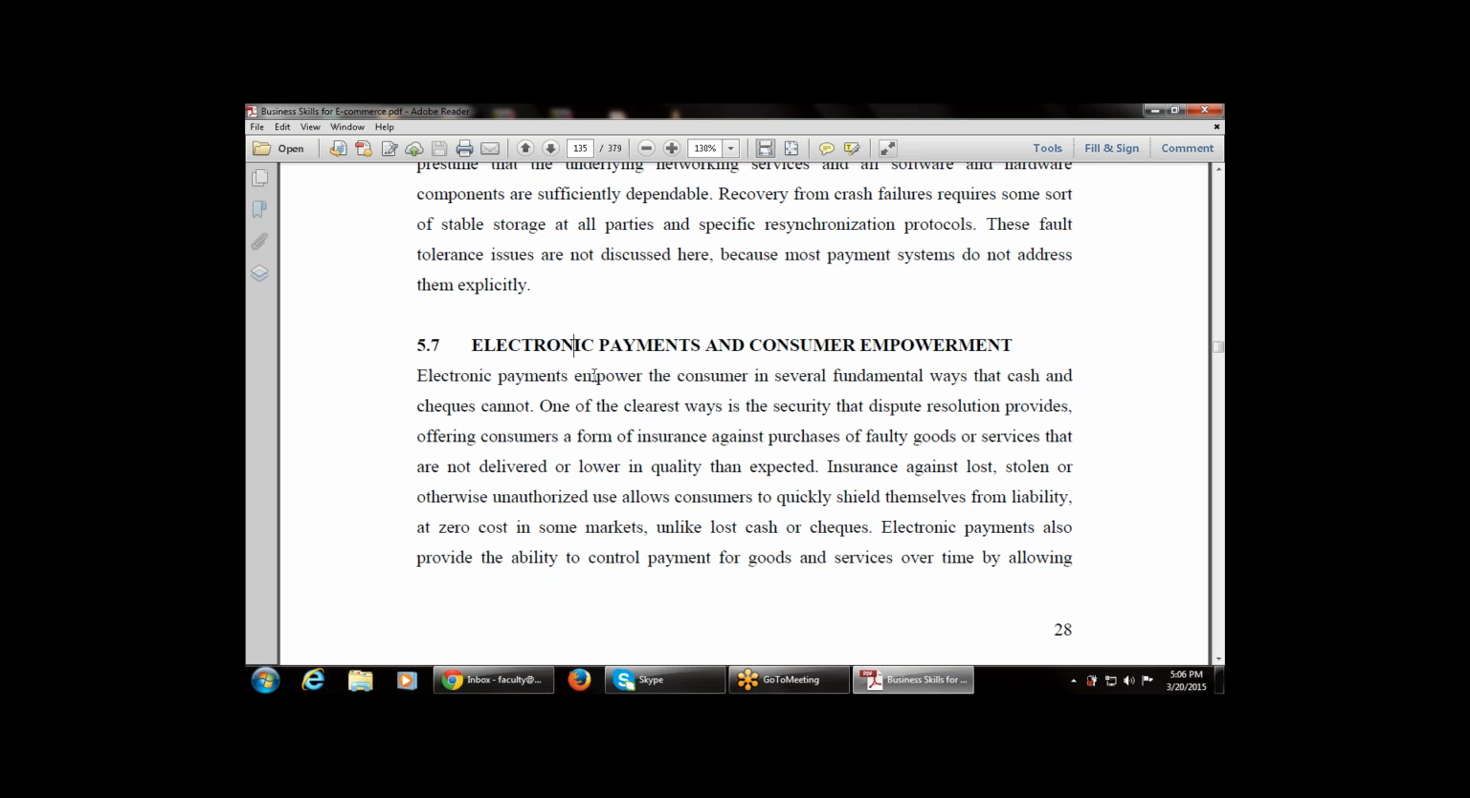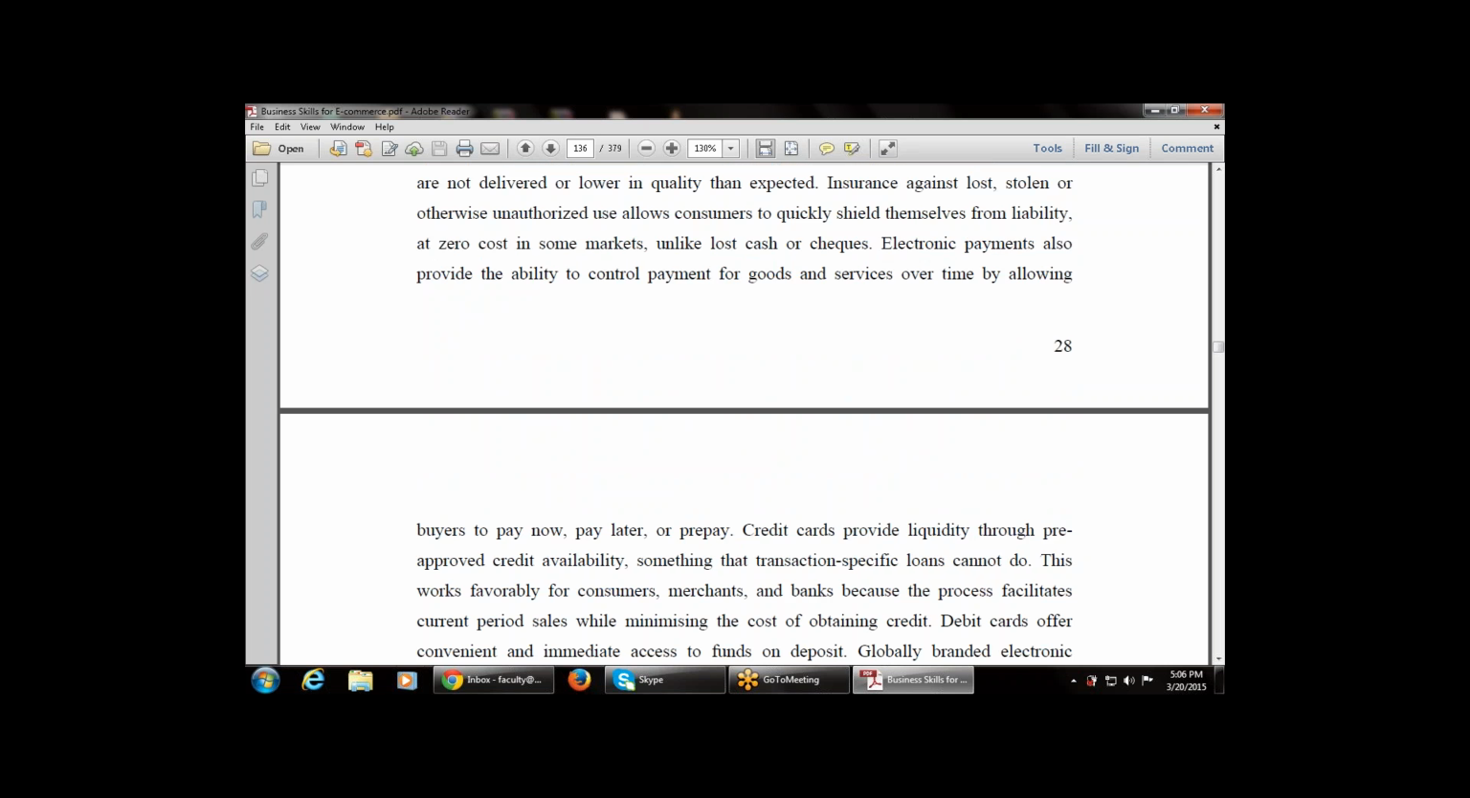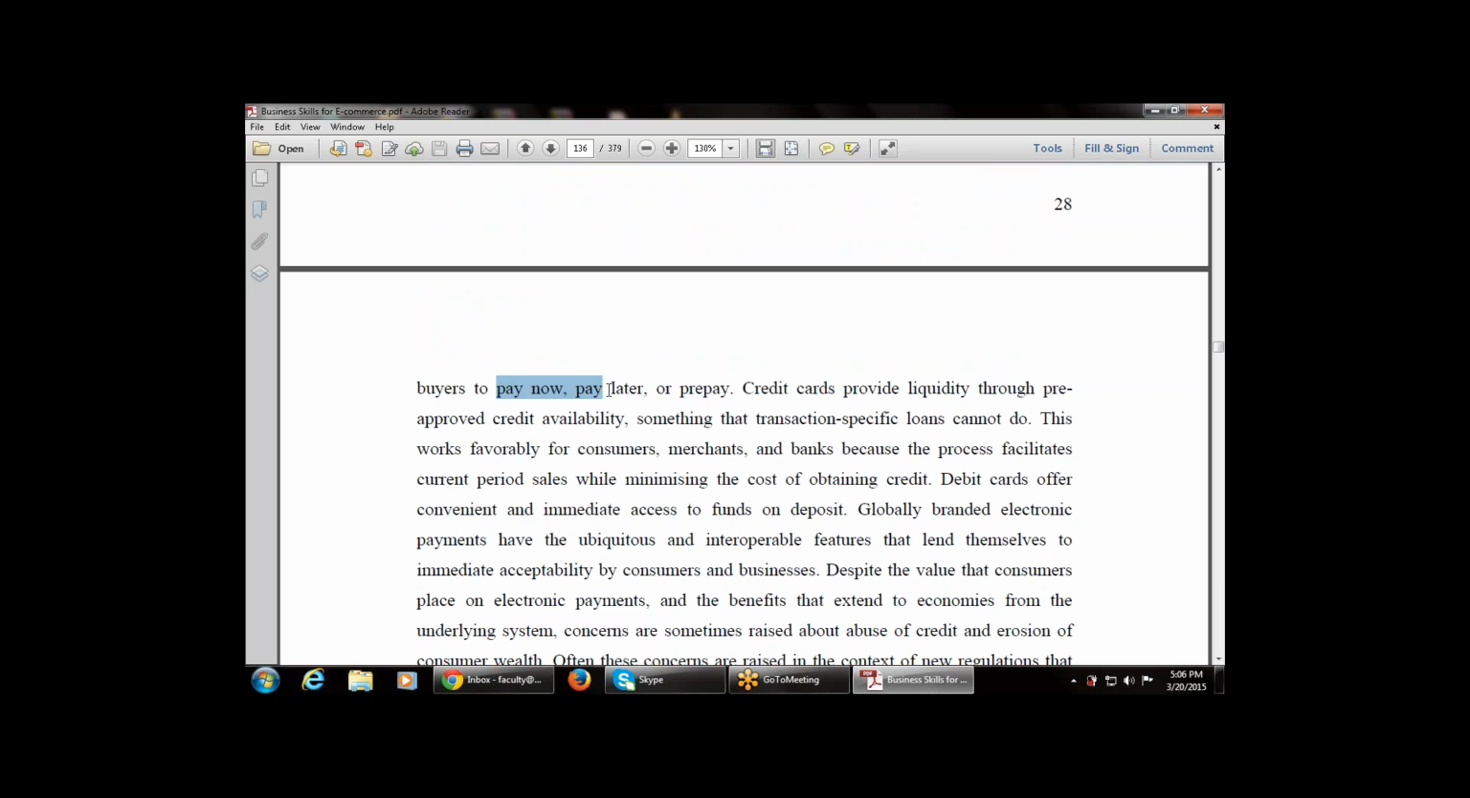So this makes payment control for goods and services possible over time by allowing buyers to pay now, pay later, or repay. This also provides flexibility: if the buyer needs to pay at a later stage, that is also one of the criteria, and if he or she wants to repay, that is also one of the criteria.